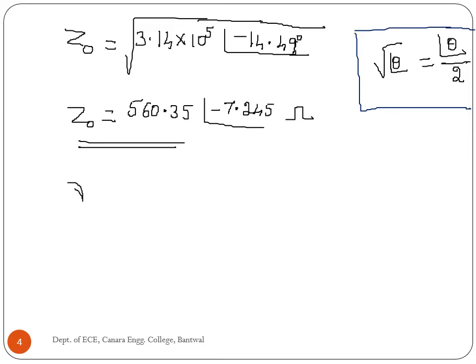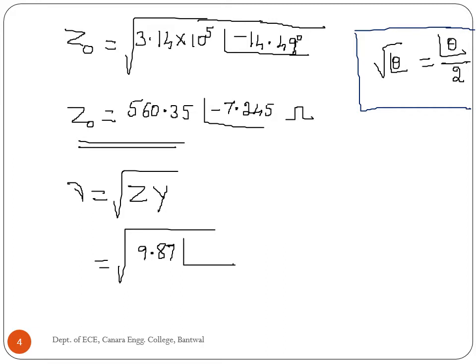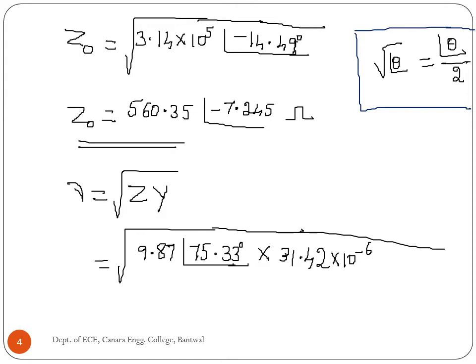Now propagation constant equation, gamma is equal to root of Z into Y, where Z is equal to R plus j omega L. So we got Z as 9.87 angle 75.33 degree multiplied with Y. Y is 31.42 into 10 to the power minus 6 angle 89.82 degree.